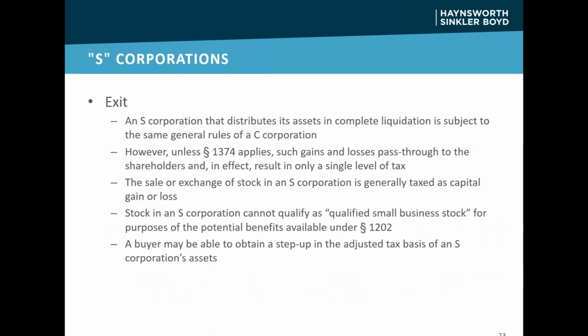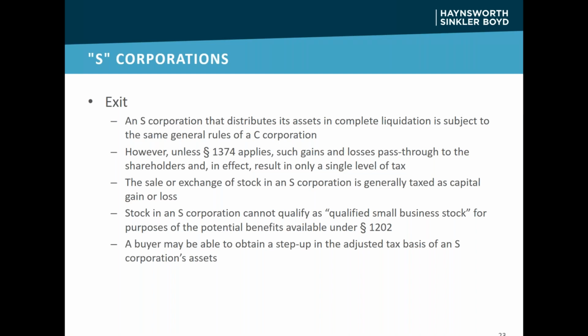And then upon exit, an S corporation that distributes its assets in complete liquidation is subject to the general rules of Section 336 in the same manner as a C corporation. The corporation must recognize gain or loss upon a liquidating distribution of appreciated and depreciated property. So as a result, all gains and most losses with respect to various properties are triggered as a result of the distribution. However, unless Section 1374 applies, such gains or losses pass through to shareholders and in effect result in only a single level of tax.